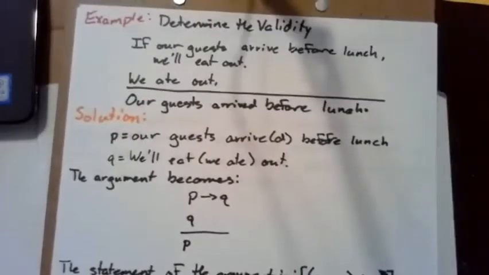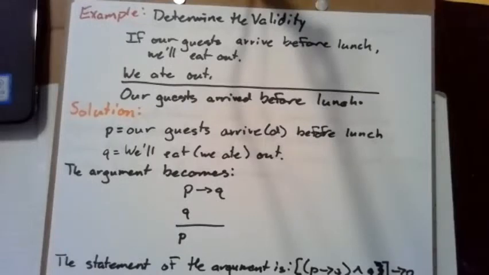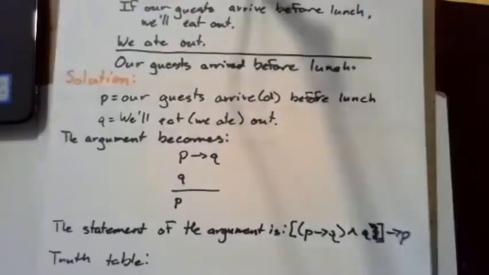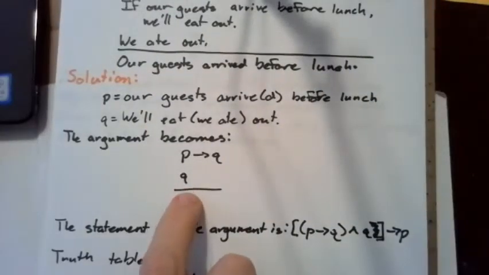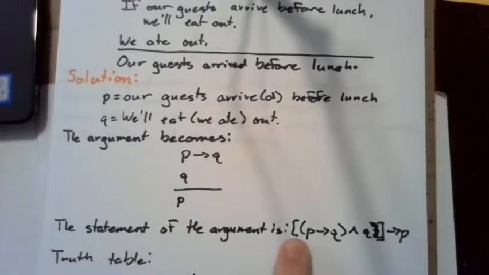Okay, here is another example. If our guests arrive before lunch, we'll eat out. We ate out. Therefore, our guests arrived before lunch. So here we choose P to represent our guests arrived before lunch, and Q is we ate out. The argument becomes P implies Q, and Q, therefore P. We state that as P implies Q and Q implies P.